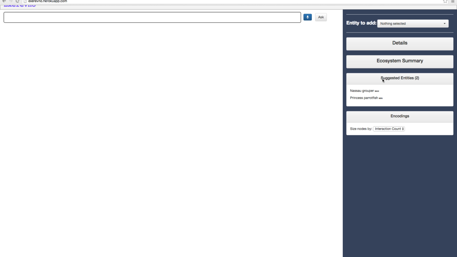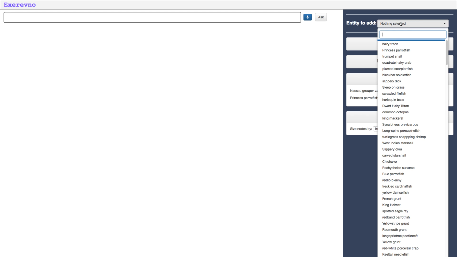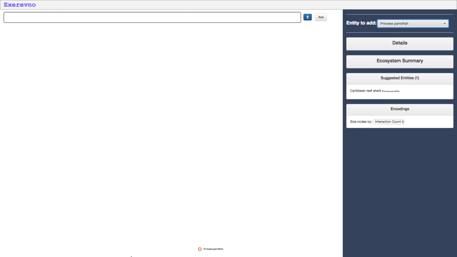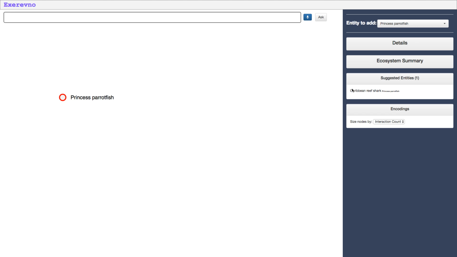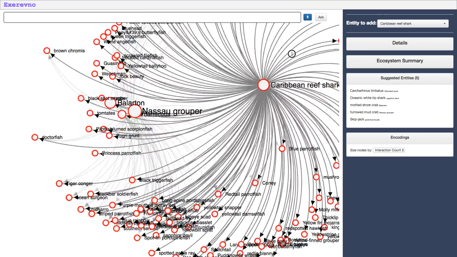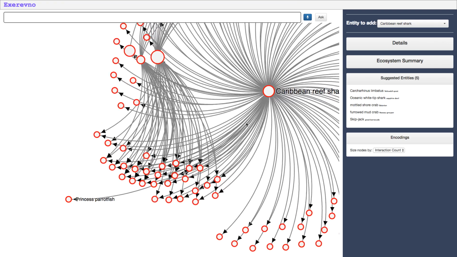Right from the starting point of his session, Exerevno creates an interactive dialogue with John by suggesting the best entities he should look at to start exploring the ecosystem. These suggestions continue as John adds more entities. Exerevno allows John to easily explore predator-prey relationships by just expanding connections between entities.